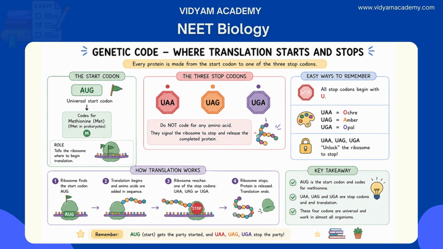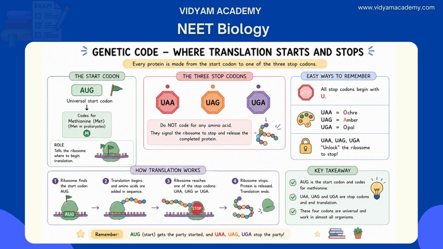The 3 stop codons UAA, UAG and UGA signal the end of translation. No tRNA recognizes these codons. Instead, protein release factors bind and cause the ribosome to release the completed polypeptide. UAA is called ochre, UAG is amber, and UGA is opal or umber. UGG, tryptophan, and UGA, stop, are easy to confuse. Only UGG codes for an amino acid. UGA is always a stop codon in the standard genetic code.